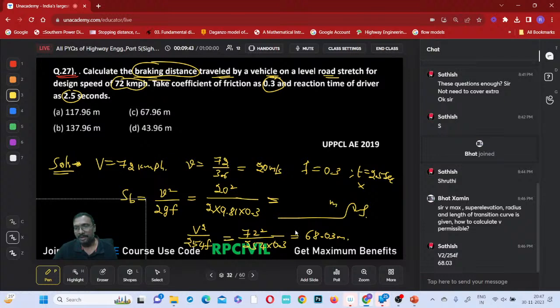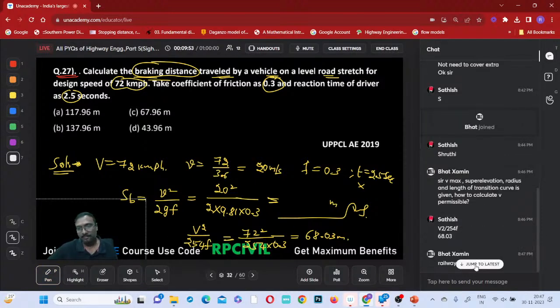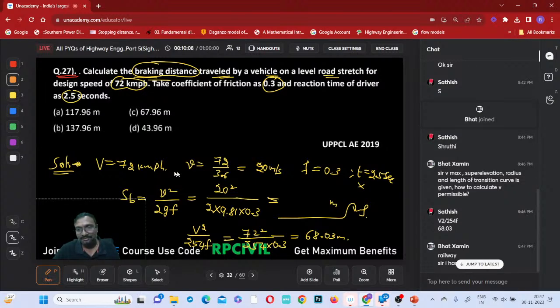V maximum, super elevation, radius and length of transition curve are given. Is it a railway question or a highway question? Tell me. Examine it: is it a railway question or a highway question? Yeah, it is a railway question. You are asking in highway, right? Okay. Is that the only doubt you are asking? I did not see properly.